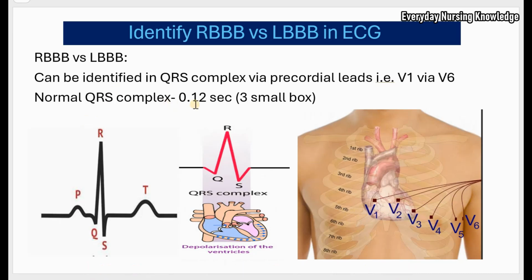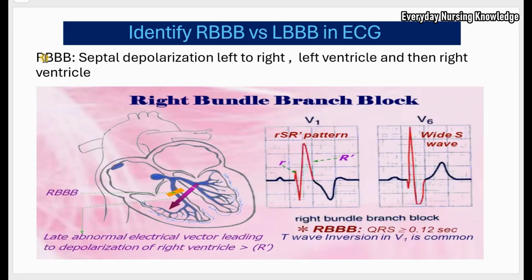Normal QRS complex is 0.12 second or less, or 3 small boxes. In right bundle branch block, there is a block in the right side. So remember, septal depolarization starts from left to right. Since there is a block in the right side, the left ventricle contracts first and then the right ventricle.